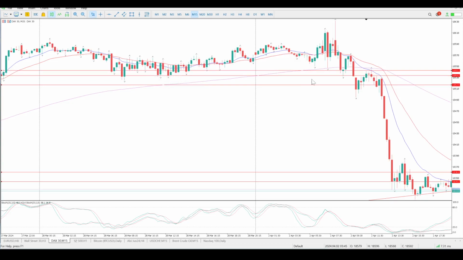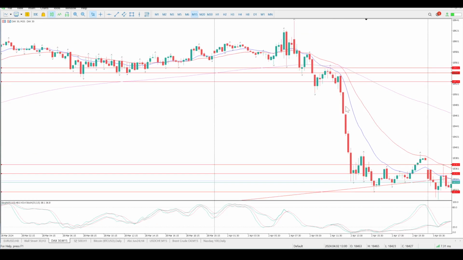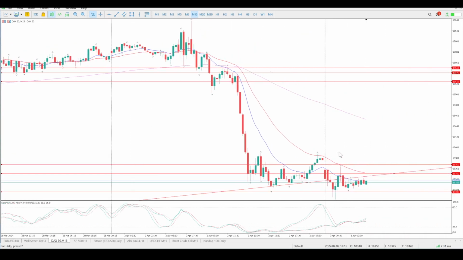Let's get that exact. Yeah, there we go. That's the rejection area there. So there was definitely merit to look for that short on the break of all these moving averages, and it came quite aggressively. Anyway, hindsight's always a perfect science.